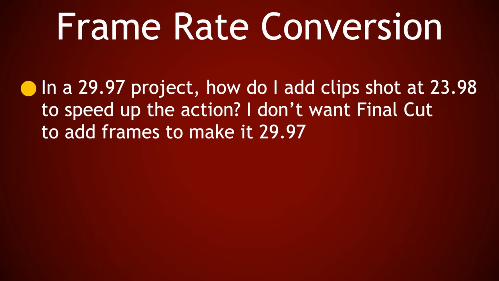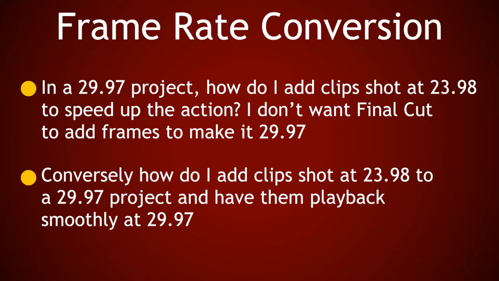In short, Joe wants to put a piece of footage into a timeline and have it play back at its native frame rate, the frame rate that it was acquired in. He also adds, conversely, how do I add clips shot at 23.98 to a 29.97 project and have them play back smoothly at 29.97? So how do I do a frame rate conversion to the project frame rate? So we're going to go through this and we'll start with the first question, which is putting a 23.98 piece of footage into a 29.97 project and getting it to play back at 23.98.